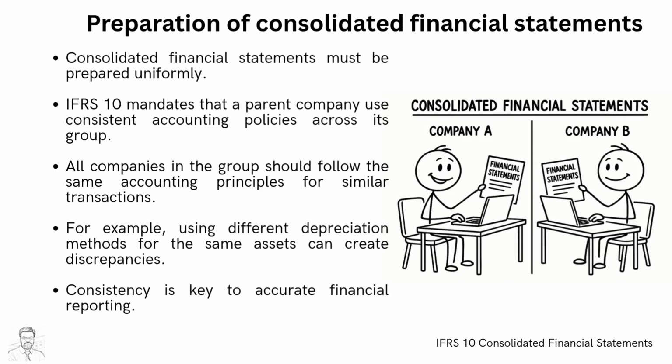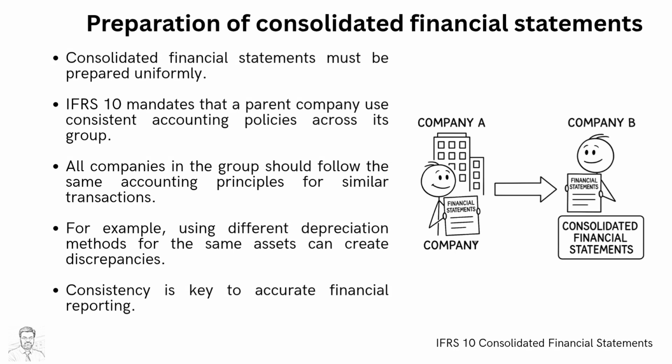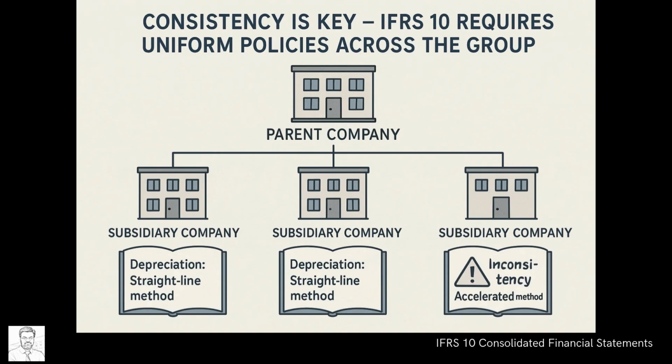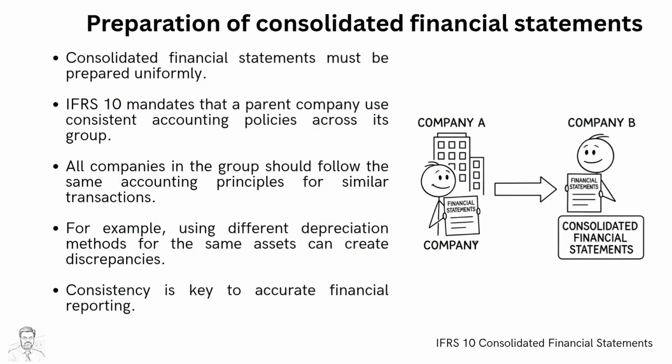All right, now we look into how consolidated financial statements are actually prepared. So IFRS 10 says, when a parent is preparing consolidated financials, it should use uniform accounting policies across the group. What does that mean? Basically, all companies in the group have got to follow the same accounting rules for similar transactions. You can't have one company using straight-line depreciation and the other using reducing balance for the same kind of assets. That would mess things up. So yeah, keep it uniform, keep it consistent.